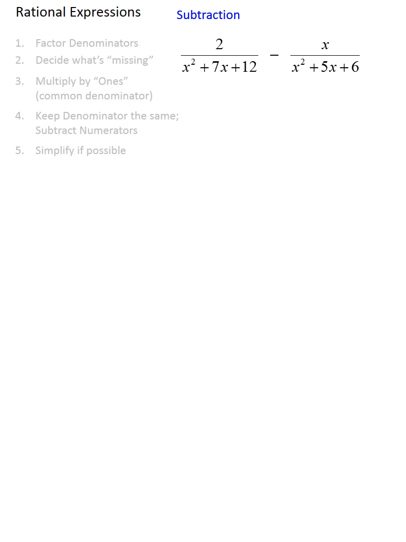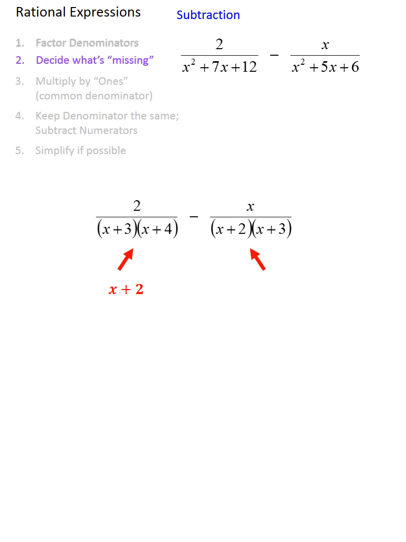Step 1, we're going to factor our denominators. Done. Step 2, let's decide what's missing. Well, this fraction's denominator is missing an x plus 2, and this one is missing an x plus 4.